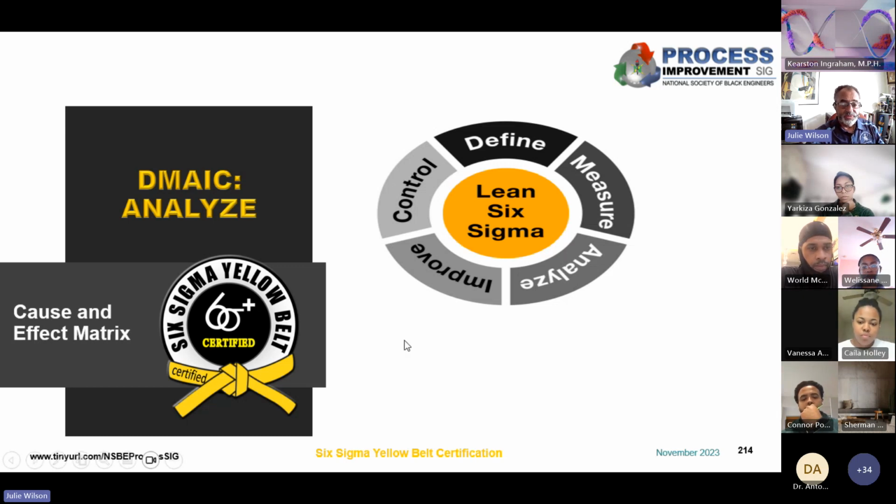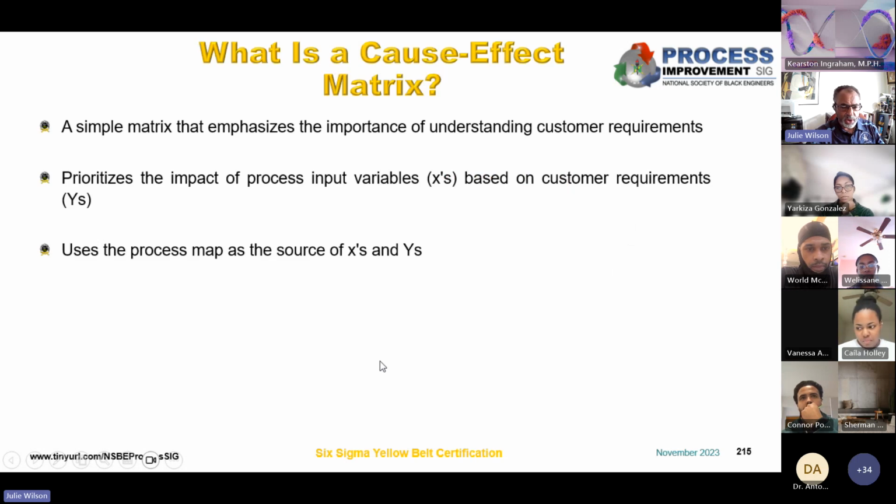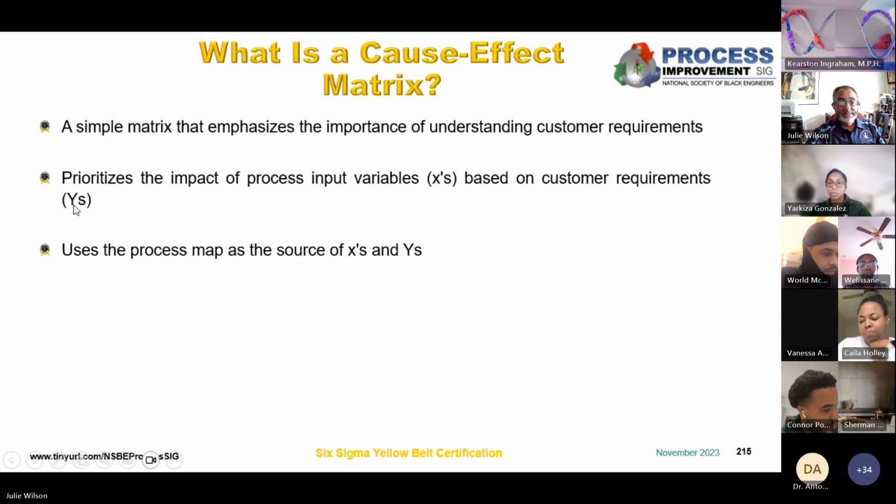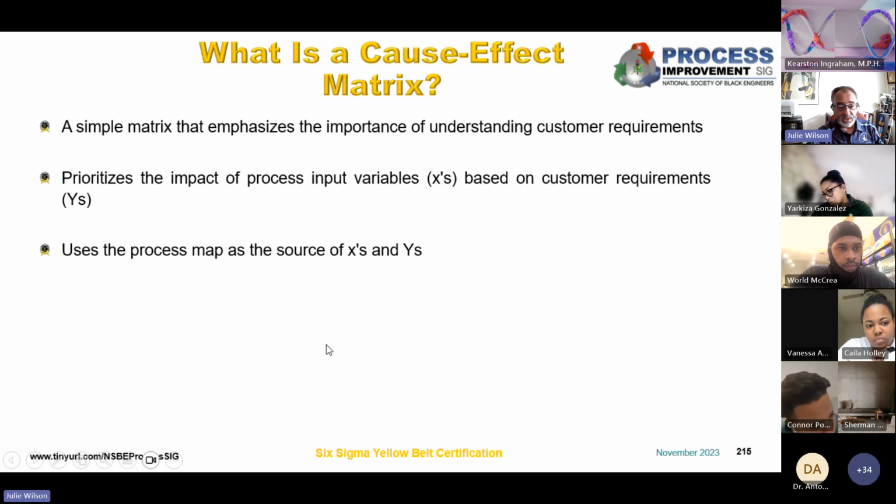So we're going to talk about a cause and effect matrix. And so what is it? It's a simple matrix that emphasizes the importance of understanding customer requirements. It prioritizes the impact of process input variables, known as X's, based on customer requirements, Y's. And it will use the process map as the source of the X's and the Y's. Somebody asked earlier when we were doing the process mapping whether our list of X's and Y's was a prioritized list. That wasn't, but now we'll show you a way that we can prioritize X's and Y's.